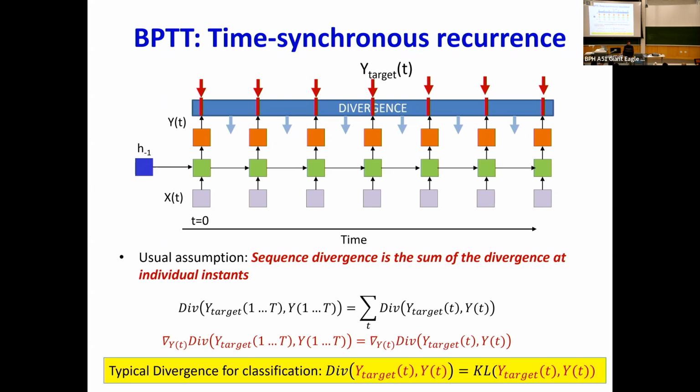And if you're performing classification tasks, the most common divergence to be used is the Kullback-Leibler divergence, which is analogous to the cross entropy. It's identical to the cross entropy up to an additive constant. So for the rest of the explanation today and Thursday, we're going to assume that we're using the KL divergence.